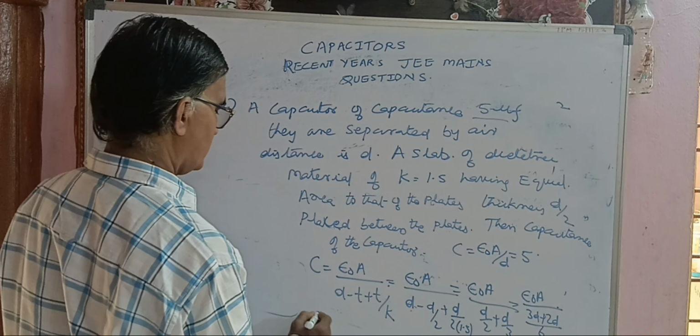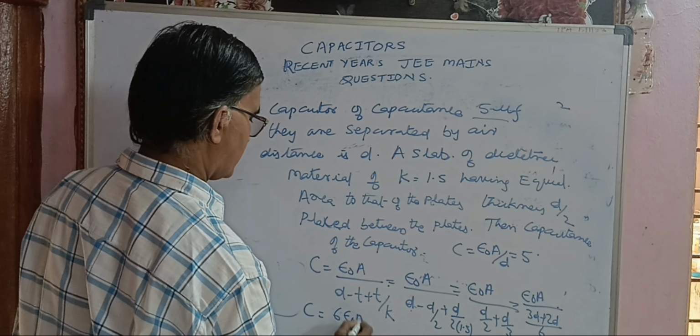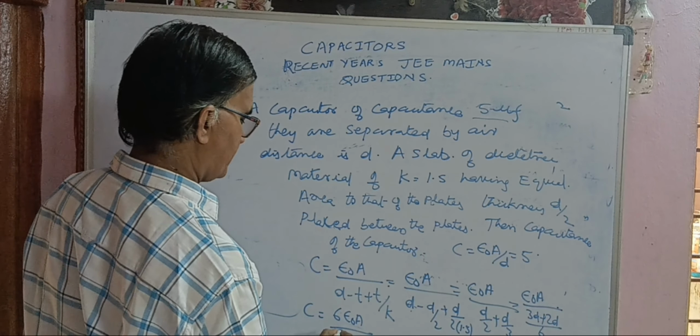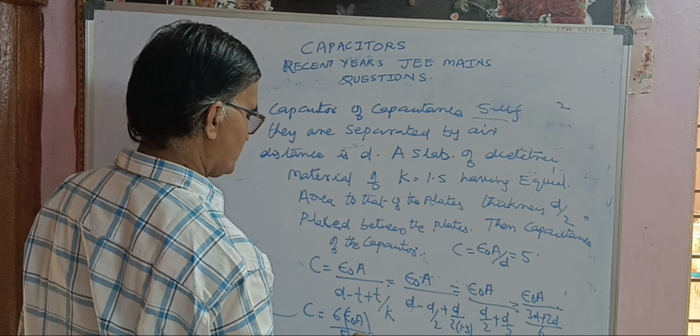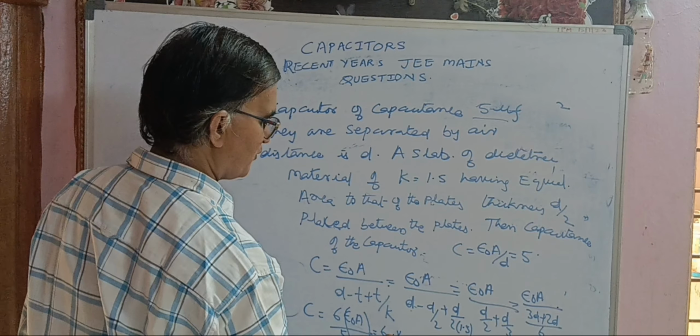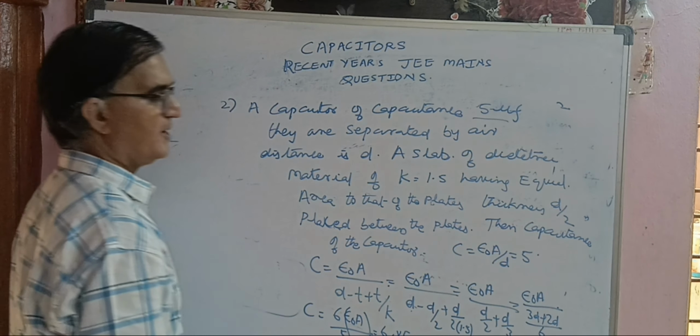Now again C is equal to, if you write it like this, 6 epsilon naught A by 5d. But already you got how much? Epsilon naught A by d is 5. Now 6 by 5 into 5, how much? 6 microfarads is the answer.